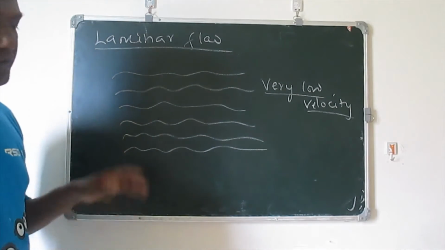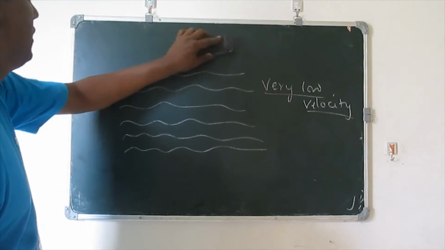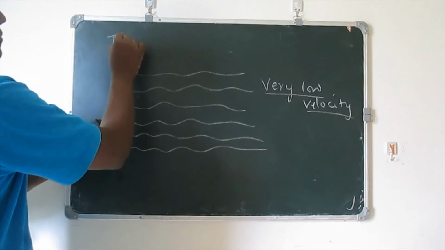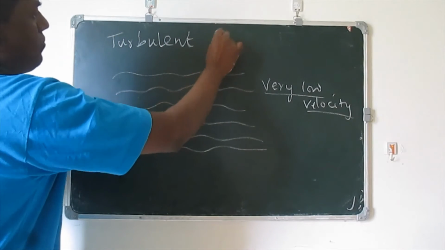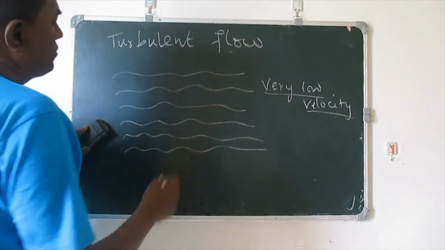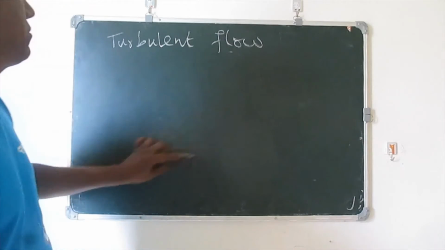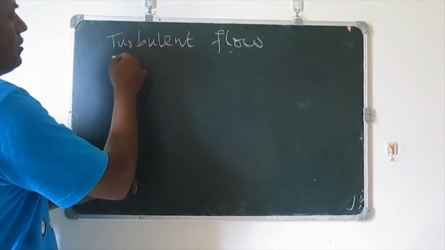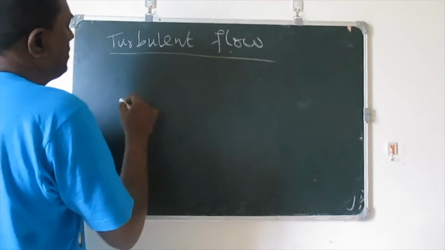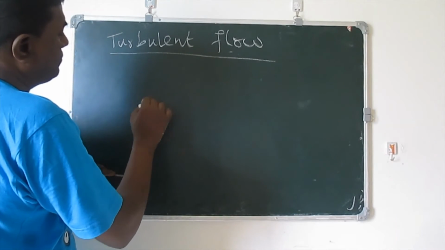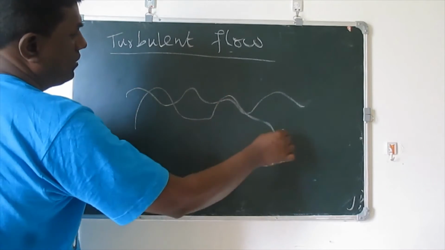And now the other type of flow that we call turbulent flow. Turbulent flow is just opposite to the laminar flow. So turbulent flow is unsteady. When you say laminar flow is a steady flow, then turbulent flow will be unsteady. So it will be like zigzag. It will be flowing like this, then like this.